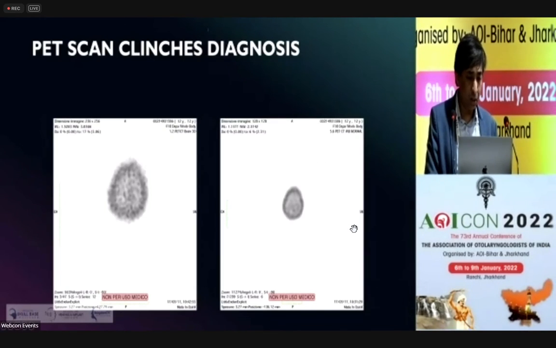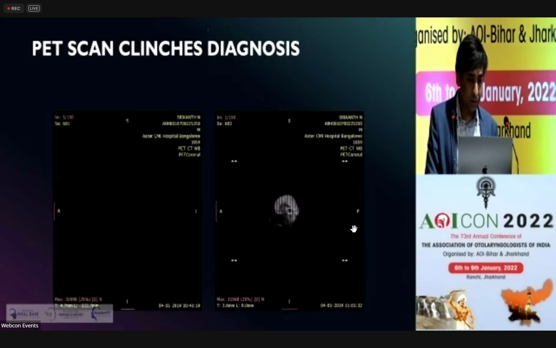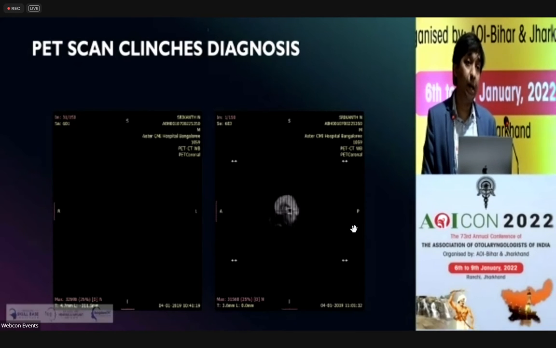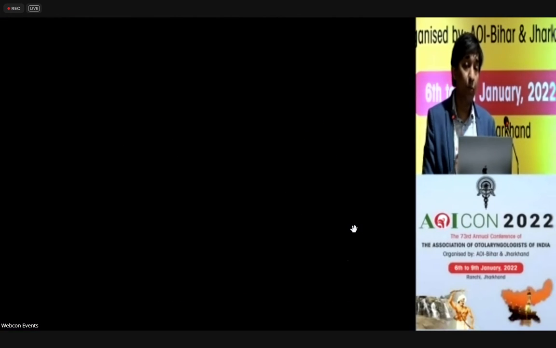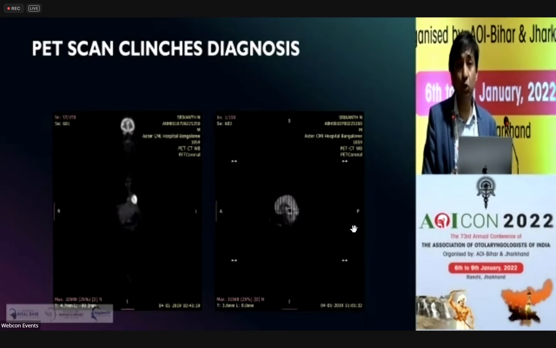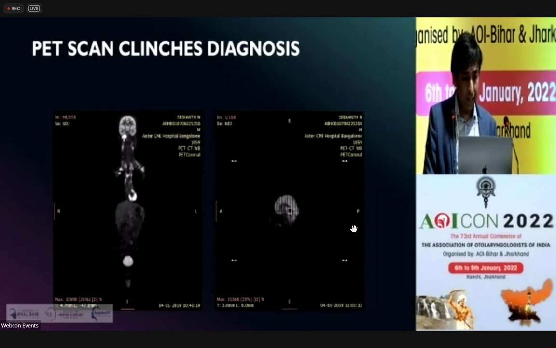Again, these things don't work. These are all videos. Let me try. The bar is coming, but no, it just doesn't work. So a PET scan obviously clinches the diagnosis. So if there's any element of doubt whether it's a paraganglioma or not, do an F18 DOPA scan, and you will be sure.